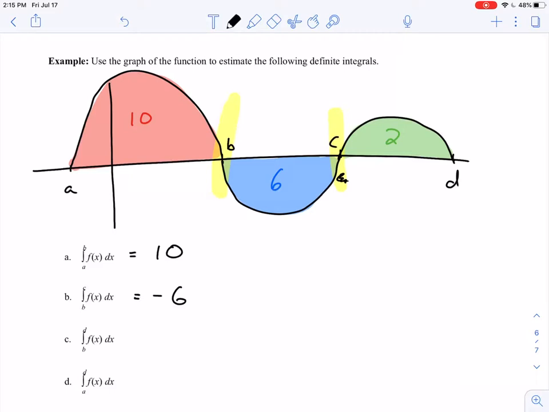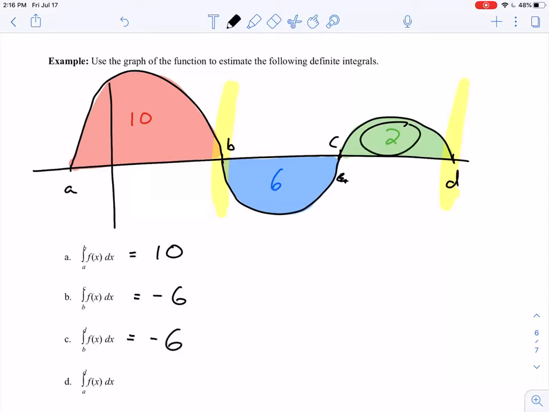Next up, I want to look at the definite integral of my function from b to d. So here's b. I want to integrate from b to d over here. So I'm finding the net area between b and d. Again, we're going to count this blue area, that area of 6, that's below the x-axis, so that is going to be a negative 6.